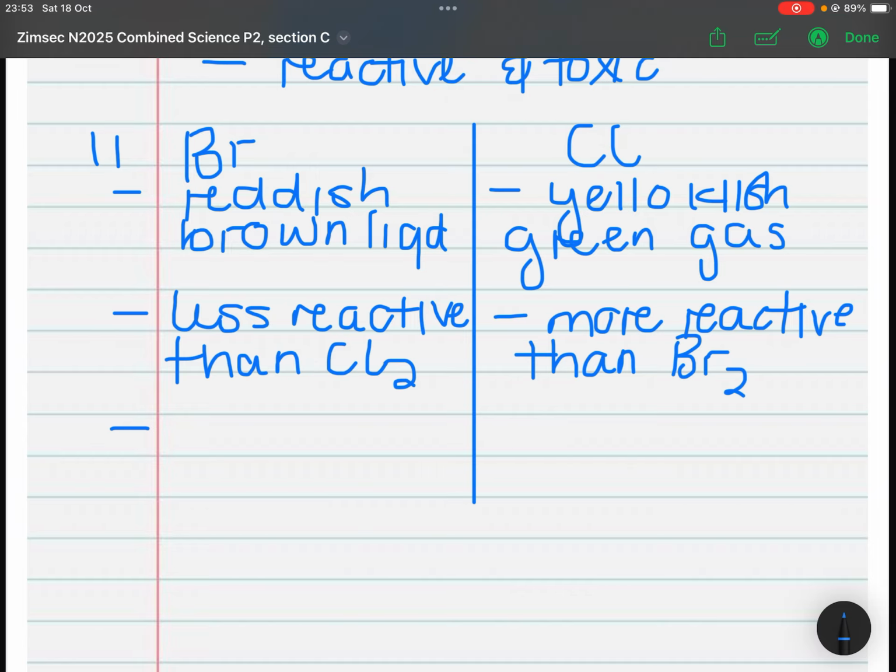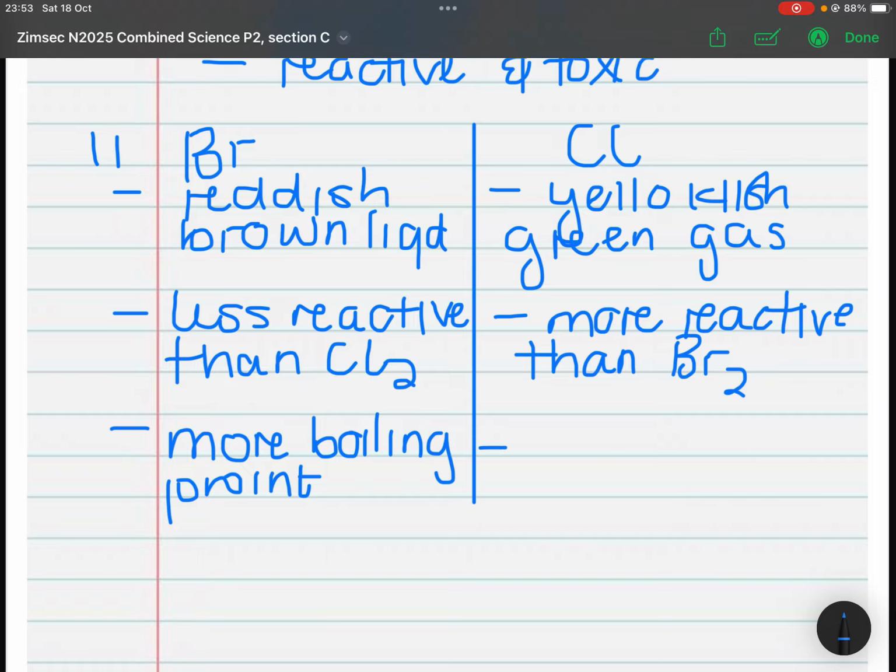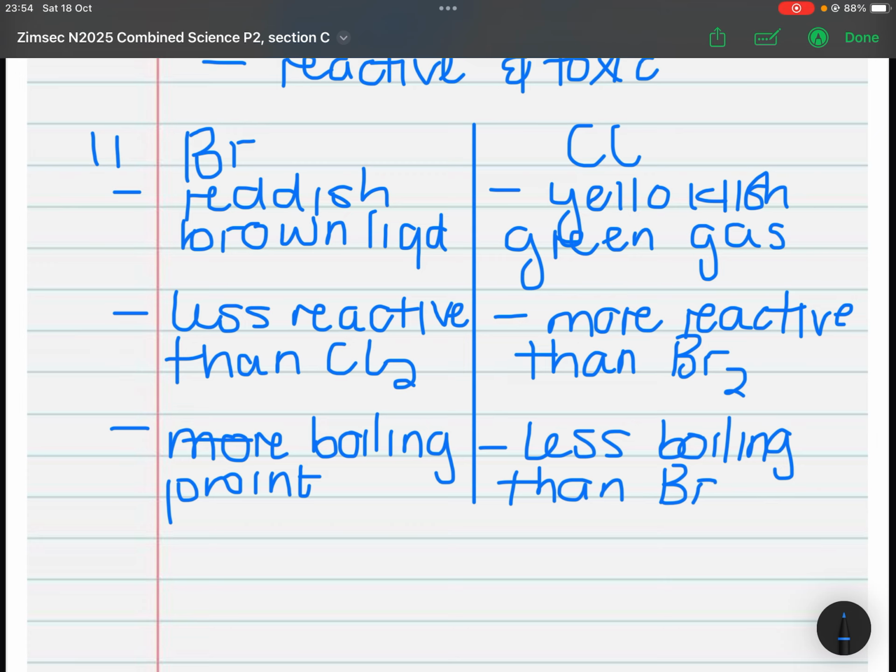And also we need to talk about the boiling and melting point. Bromine has a higher boiling point, instead of saying more. So we say higher boiling point. Then chlorine has a lower boiling point than bromine. Bromine has a higher boiling point than chlorine.